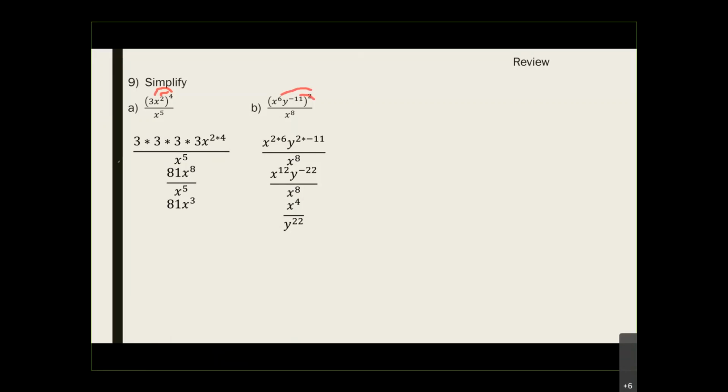And why did I move my y to the denominator? Reminder that if there's a negative exponent, it tells you that it does not belong on top. If it doesn't belong on top, you have to move it to the denominator, and when you move it to the denominator, there's no longer a negative. So my answer is x to the 4 all over y to the 22, just because of that negative exponent.